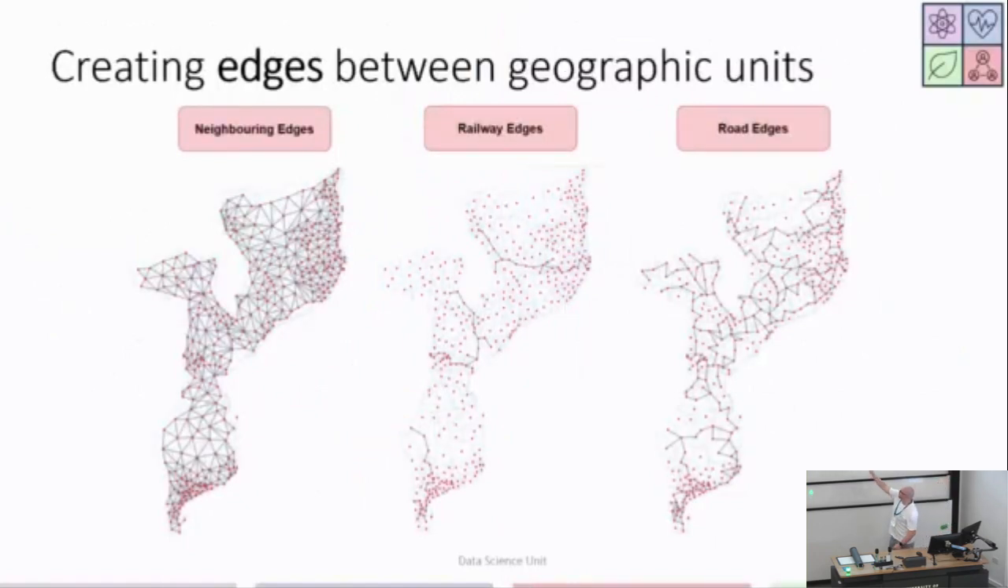We're looking at administrative level 3 zones for Mozambique, so there's lots of them. This one we call neighboring edges. So they're just edges if boundaries are touching each other. That means they get an edge. The next edge type, we use OSM data, OpenStreetMap data, and we say, okay, let's plot all the major railways going through Mozambique. And then we can just connect, using the railway, all the nodes that that railway passes through. And the same with roads.